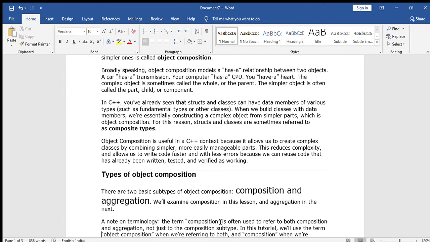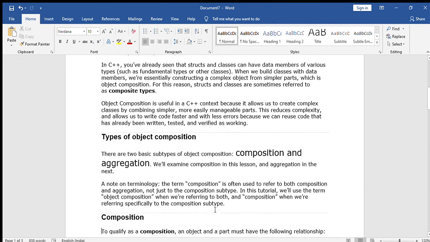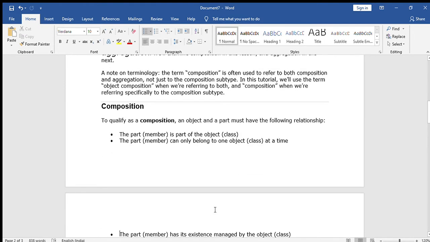Composition and aggregation. Now, what is a composition? To qualify as a composition, there are four relationships. The first one: the member is a part of a class. A class contains every member. The member should be a part of the class. The second one: the member can only belong to one object.